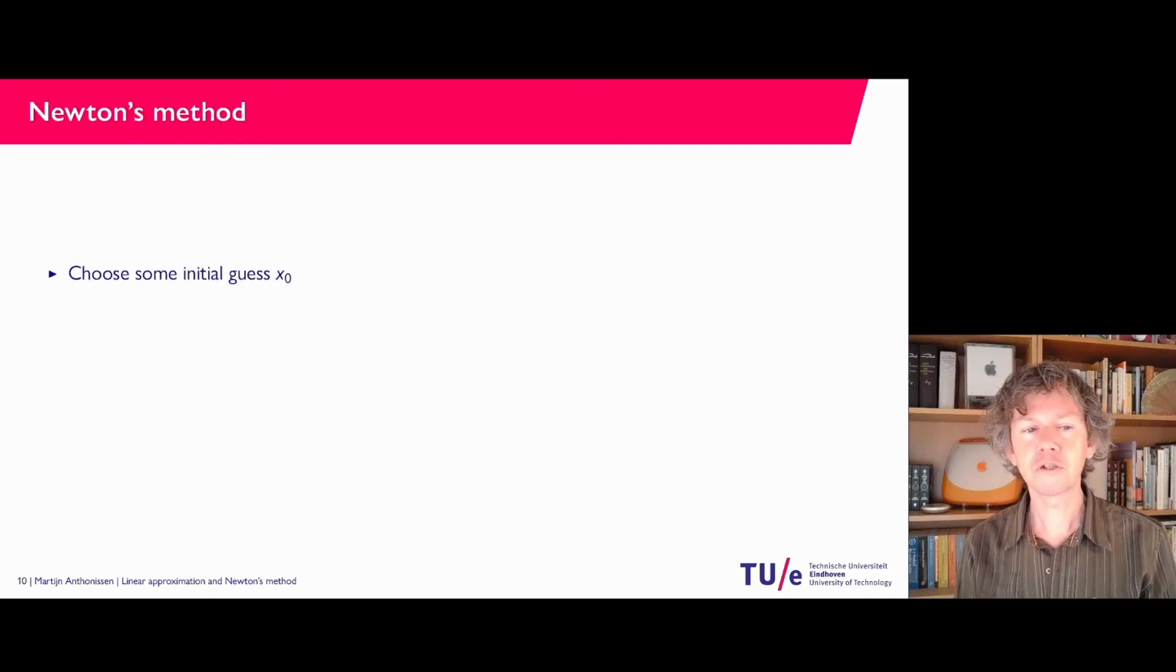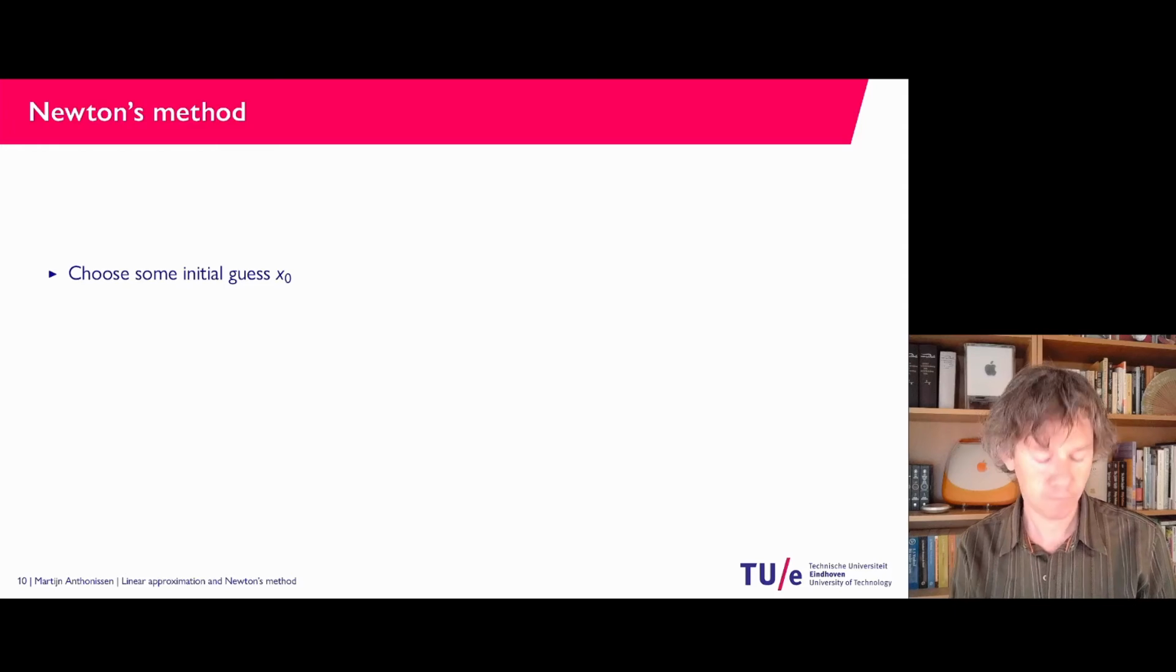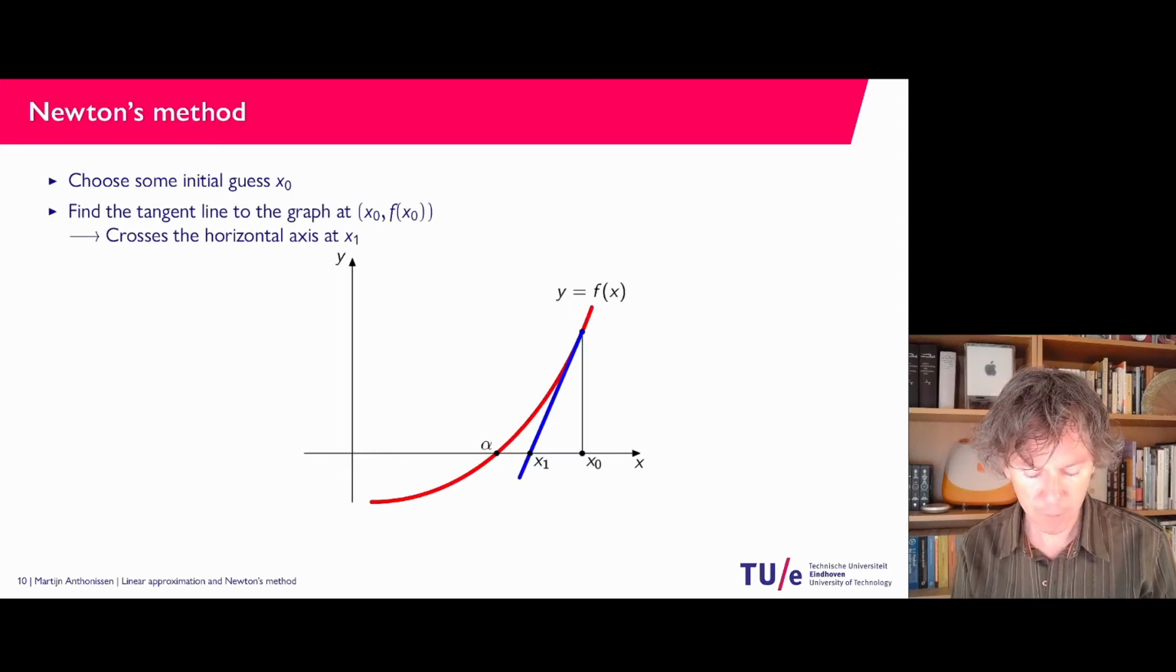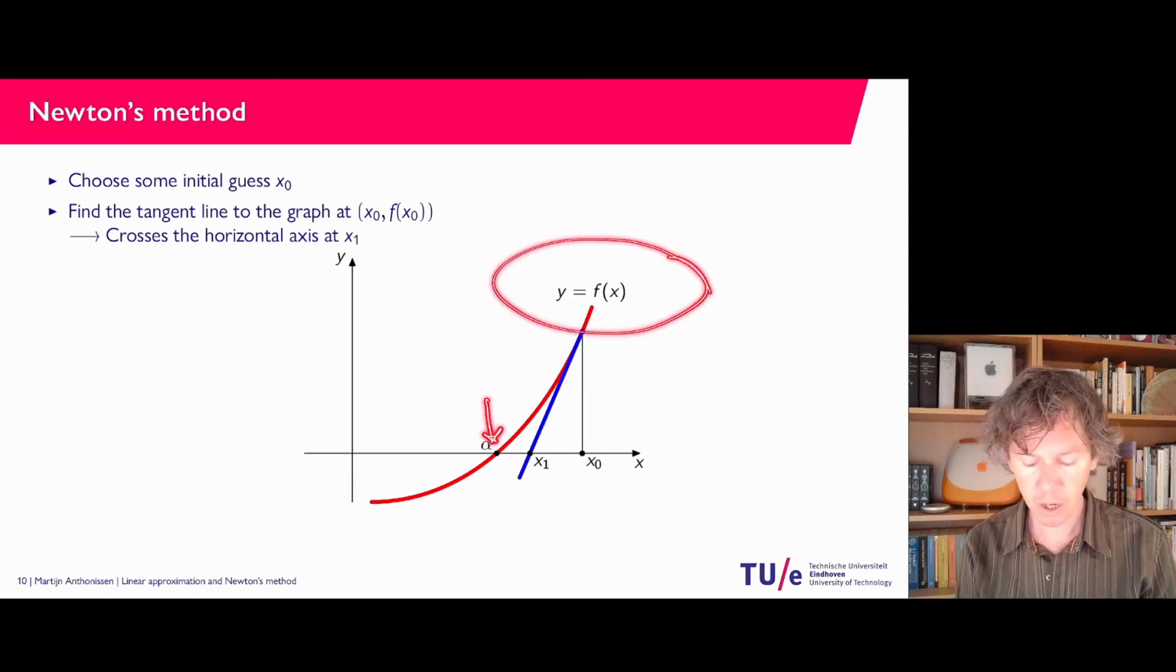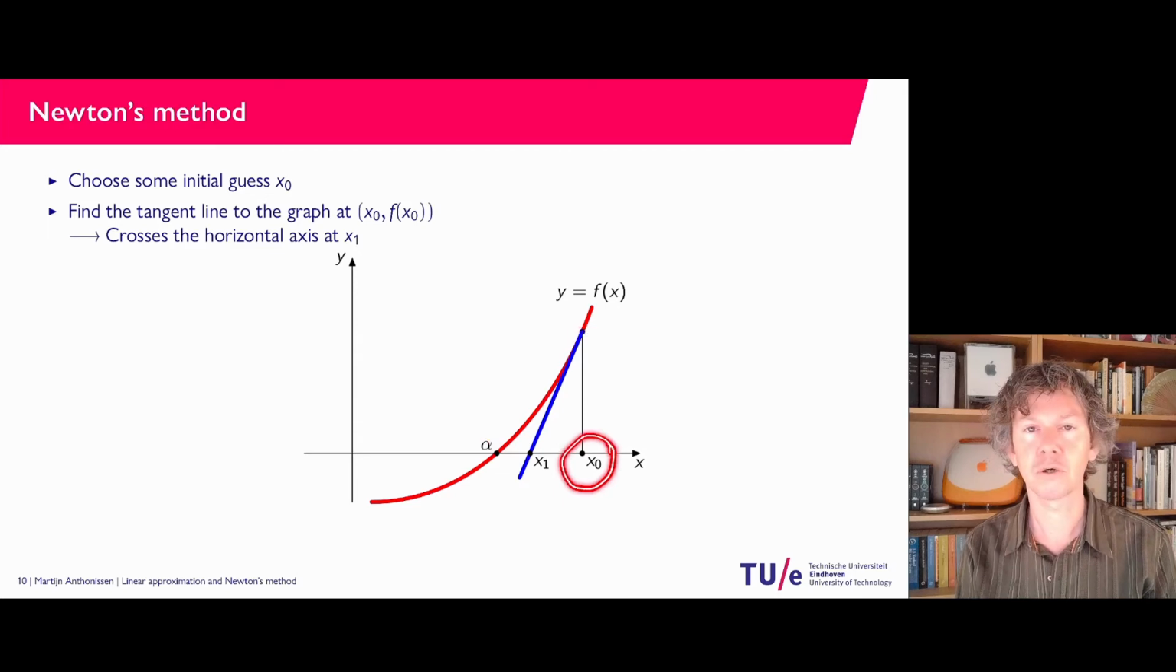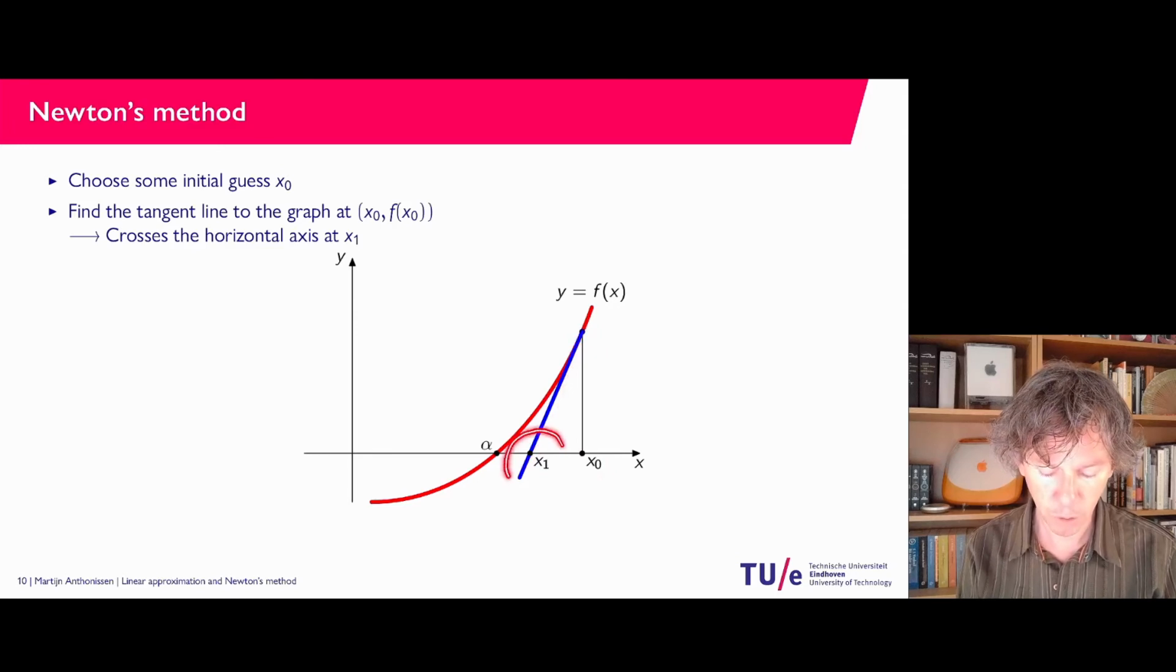So what Newton did is the following. He said, well, say that we have some idea where the 0 is approximately located. A starting guess, x0. Here we have a function and we would like to find this point alpha where it crosses the horizontal axis. Here x0 is our initial guess. And what I'm going to do is draw the tangent line. So I'm going to use the linear approximation. That's the blue line here. And where the blue line crosses the horizontal axis, that is going to be my next approximation.